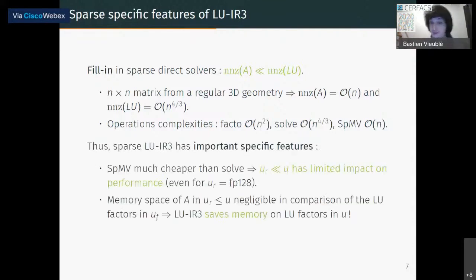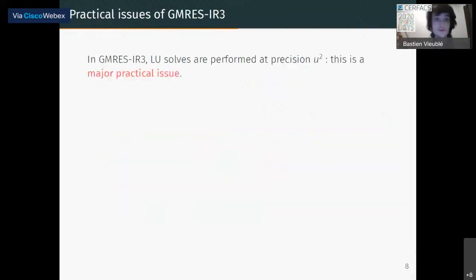Thus, it leads to really important specific features when using LUIR3 on sparse systems, in comparison to the dense case. The matrix vector products are much cheaper than the solves. Then we can set u_r really precise, such as quad precision, even though quad precision may not be hardware supported. Also, the memory space of A in u_r is negligible in comparison to the LU factors in u_f. Then LUIR3 is able to save memory in comparison to a direct LU solve in precision u, the working precision.